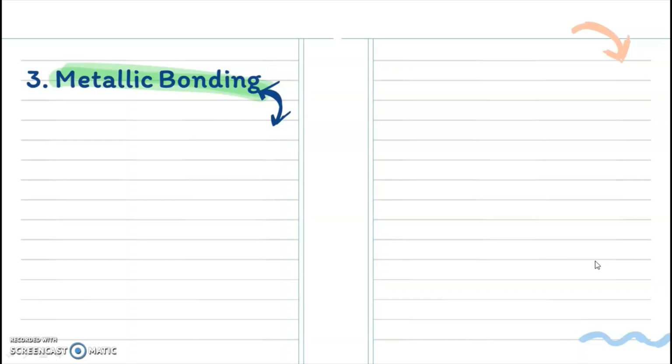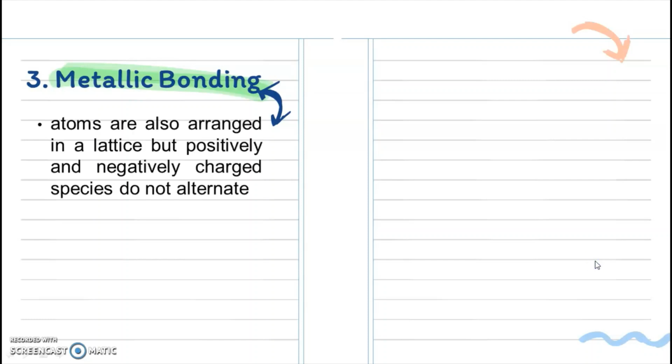Lastly, we have metallic bonding. So kung kanina, si ionic bonding, it is between nonmetal and metal. Si covalent bonding between two nonmetals. Si metallic bonding naman is between metals. So sabi niya, in metallic bonding, atoms are also arranged in a lattice, but positively and negatively charged species do not alternate. Kanina sa ionic bonding, makikita natin na yung positive and negative charge ay nag-alternate. Sa metallic bonding, meron ka ding positive and negative, pero hindi sila nag-alternate.